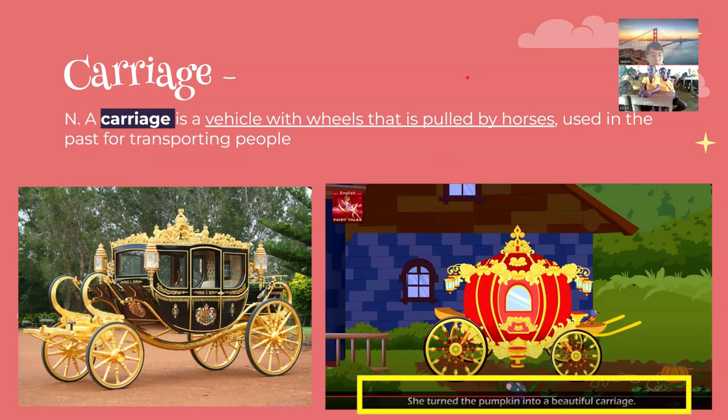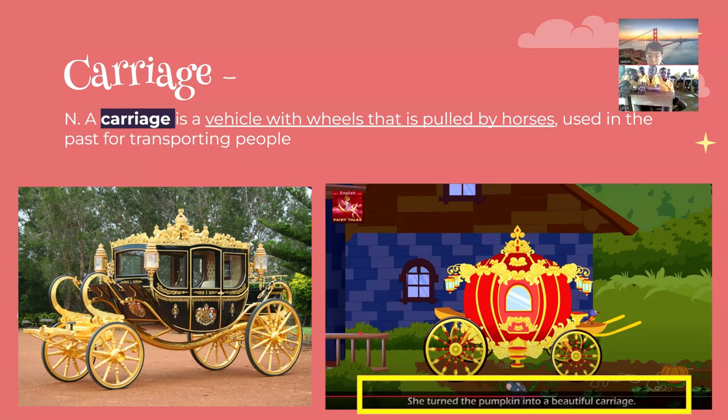And next, the word is carriage. Carriage is a noun. A carriage is a vehicle on wheels that is pulled by horses, and it was often used in the past for transporting people. People can actually go in this carriage and sit on this kind of couch here, and the horses will pull the carriage, and that is kind of like the royal main way of transportation. So that is a picture on the left, that is a carriage.